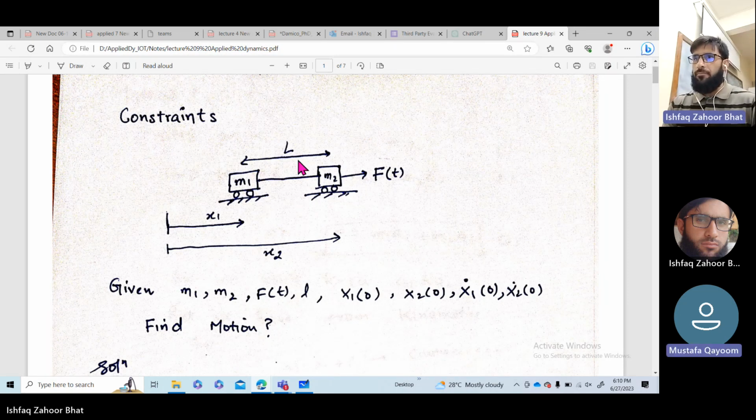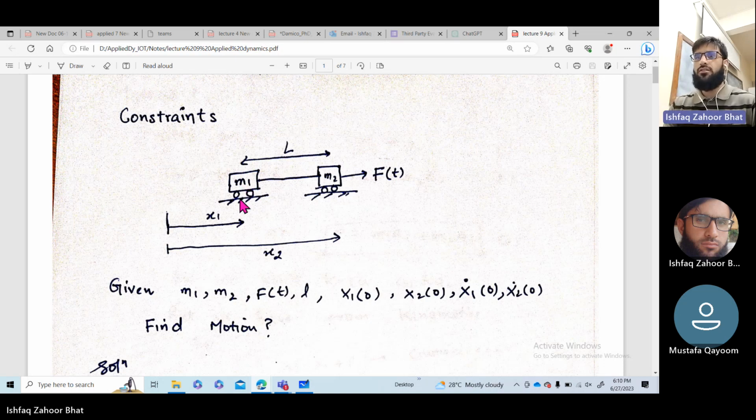M1 is the mass of this object and M2 is the mass of this object, and L is the separation between the two masses. Basically, we are treating these two masses as point masses. M1 is a point mass and M2 is a point mass. So we, as usual, want to get the equations of motion for this system.